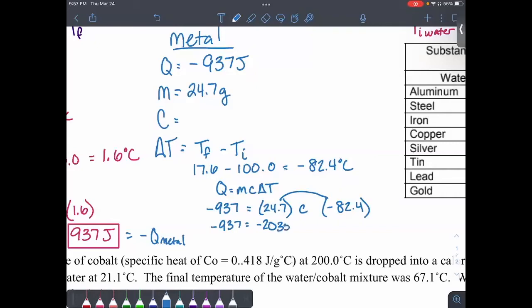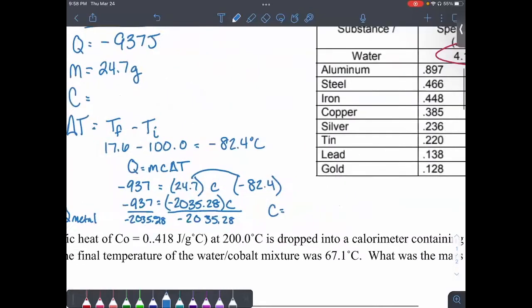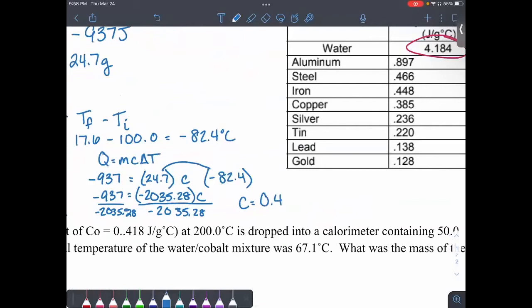2,035.28, which is going to be in grams times degrees Celsius, and that's times our specific heat capacity. And then we divide both sides by negative 2,035.28 to get our specific heat capacity to equal 0.460 joules per gram degree Celsius.